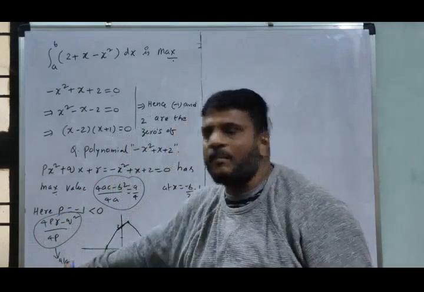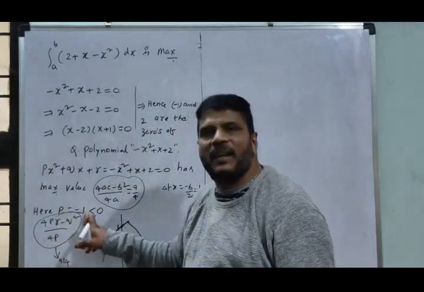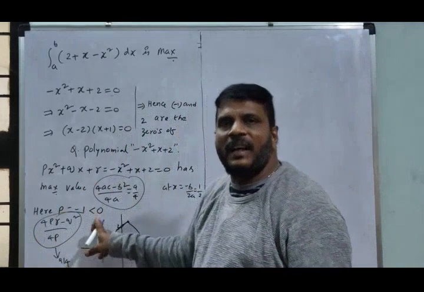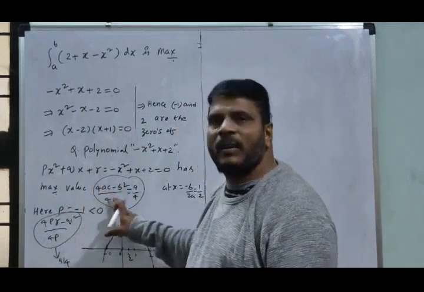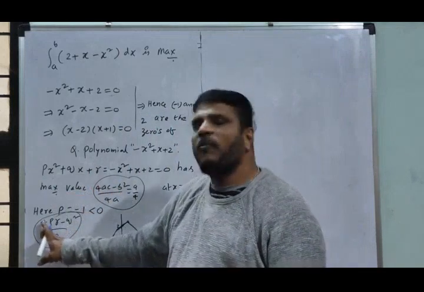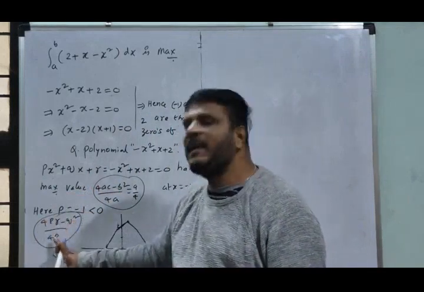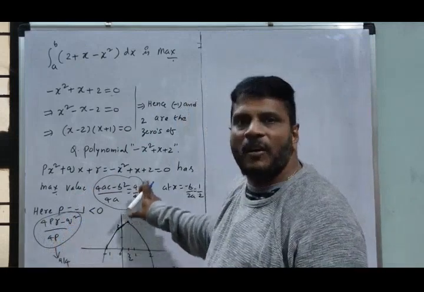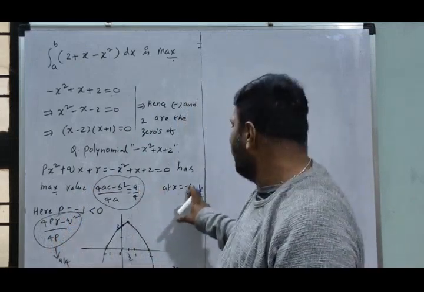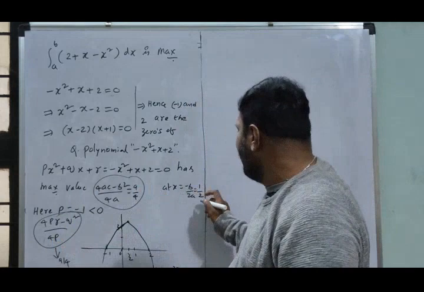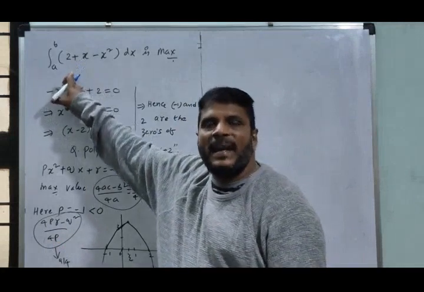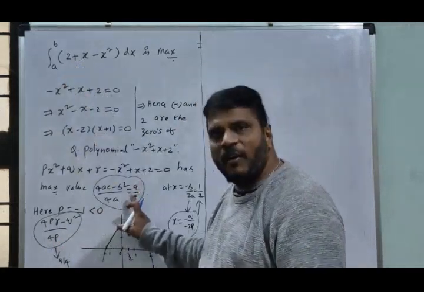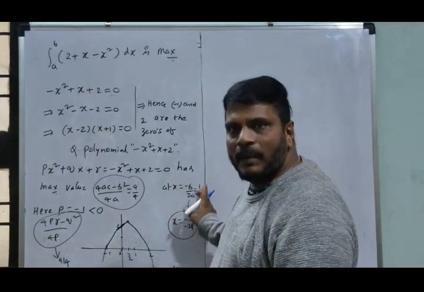This is the maximum because the p value is minus 1, p is negative. That's why the quadratic polynomial has maximum value (4pr minus q square) by 4p, which is 9 by 4. This occurs at x equal to minus q by 2p. Calculating this value, you will get 1 by 2. So minus x square plus x plus 2 has maximum value 9 by 4 at x equal to 1 by 2.